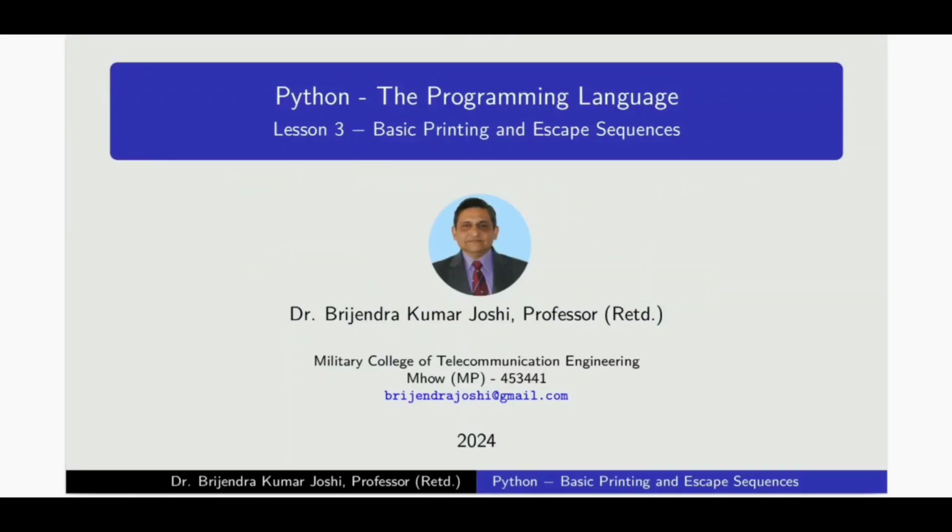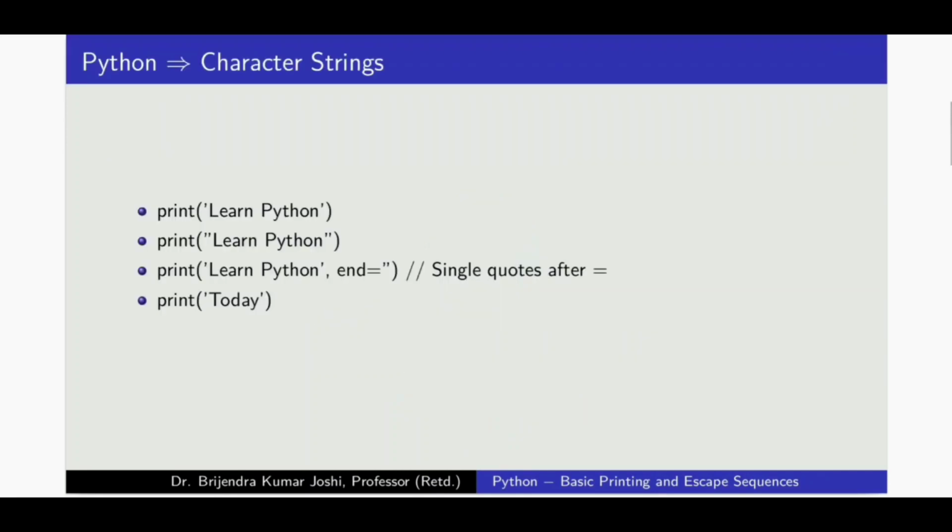In this video, we will learn how basic printing can be done in Python programming language and how escape sequences can be used. The character strings in Python can be printed by making use of single quotes or double quotes, as you can see here. The single quotes and double quotes both are identical in Python programming language. Like here, you can use single quote or you can make use of double quote.